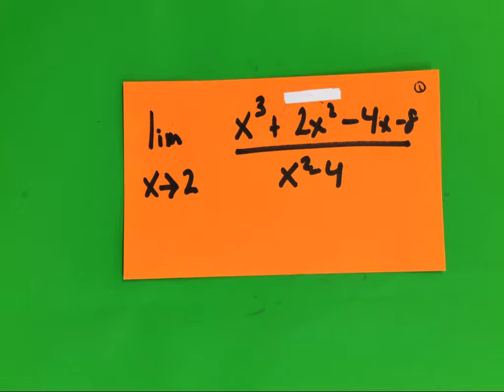First thing you ask yourself, does direct substitution work? If not, you go to your strategies. If strategies don't work, that means you got to pick some numbers and plug them in and see the behavior. You know what's going on as x approaches 2 on this problem.